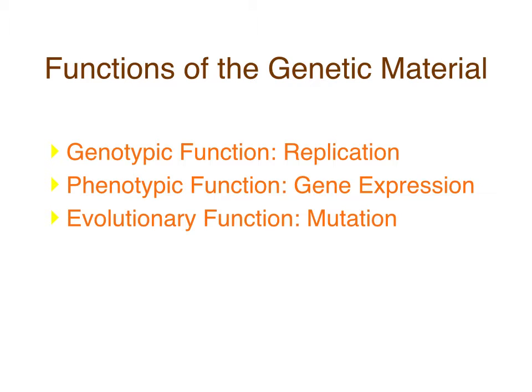So the first criterion, to be able to replicate, is the genotypic function. We've seen that in DNA replication. The second criterion, to control growth and development, is a phenotypic function. This is what we call gene expression. And lastly, allowing the organism to adapt. This is an evolutionary function that more specifically is what we call mutation.